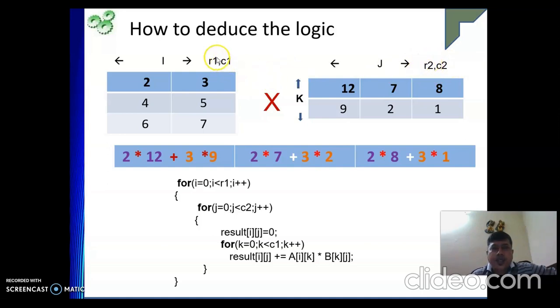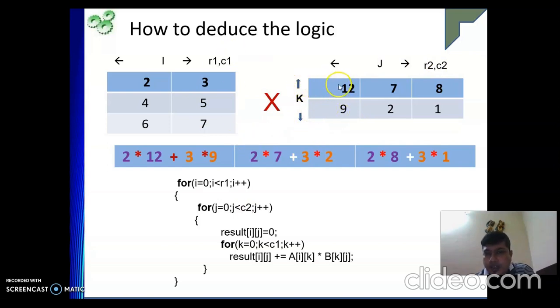Yes, and the resultant matrix is nothing but row 1 into column 2, because we have seen that a 3 cross 2 into 2 cross 3 is nothing but 3 cross 3. So now, since we have these two matrices, the first loop will go for R1, and the second loop will go for C2. Okay, fine. Now, I take it as I and J. So I will go till R1, and J will go till C2, because that is the resultant matrix we are creating.